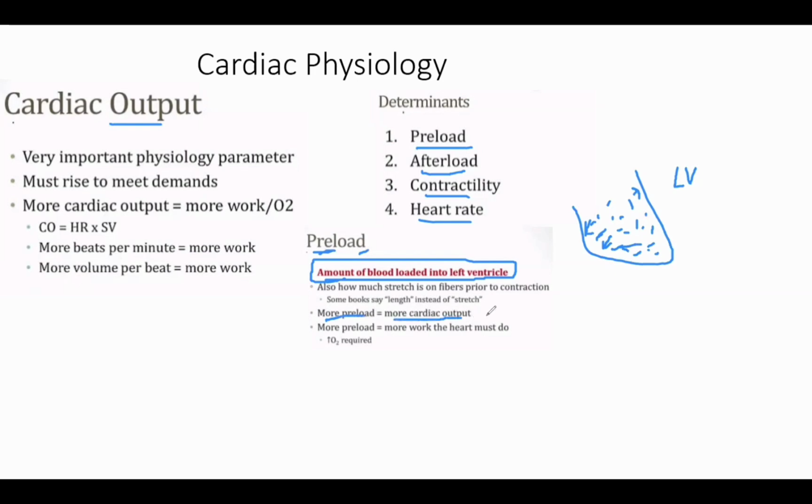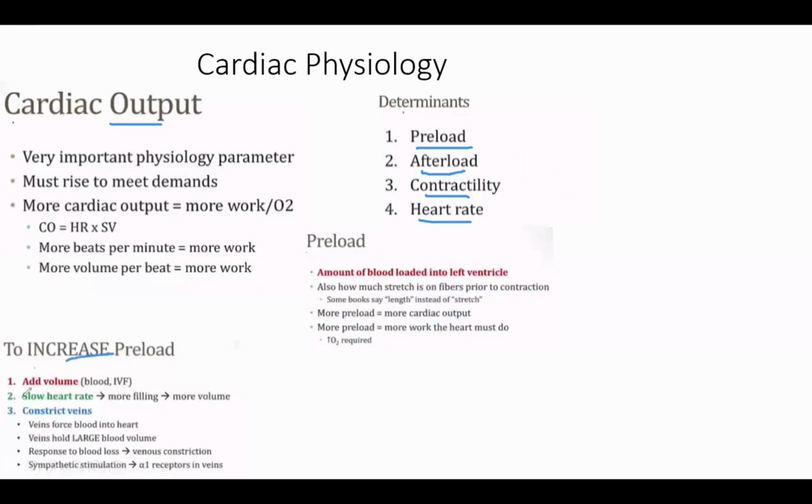More preload means more cardiac output. If there is more preload, the heart will contract more, and more blood will come out, so there will be more cardiac output. More preload means more work the heart must do, and for that work it will require more oxygen. Preload is the stretch on the fibers prior to contraction. It denotes the pressure that this volume of blood applies on the walls of the left ventricle. In response to that stretch, the heart will contract more, and that contraction will eject the blood from the left ventricle into the aorta.